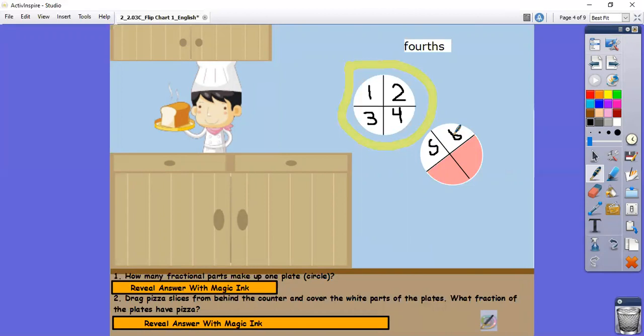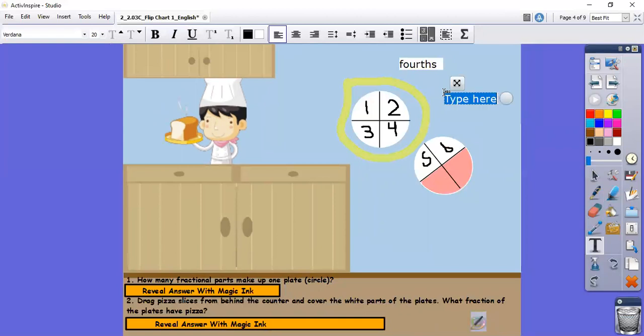I have 6 fourths. If I want to write this as a fraction, we can write 6 fourths. This is a fractional number. It is only written in terms of fractions. Now, another way for me to write this is as a mixed number. A mixed number is when I write a whole number and a fraction.